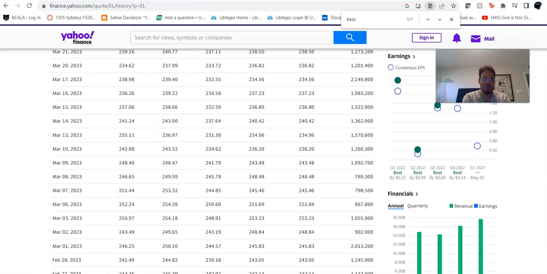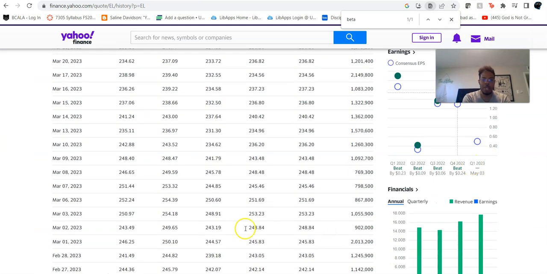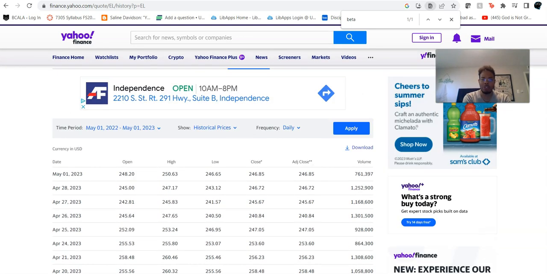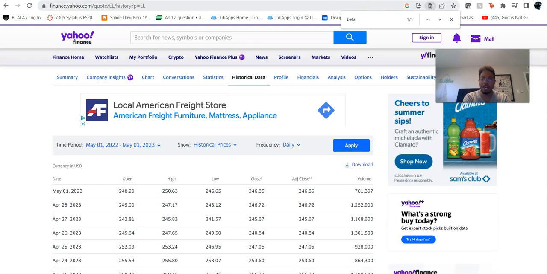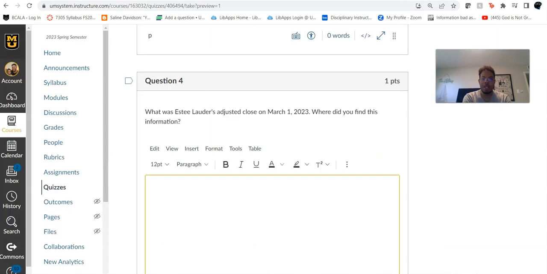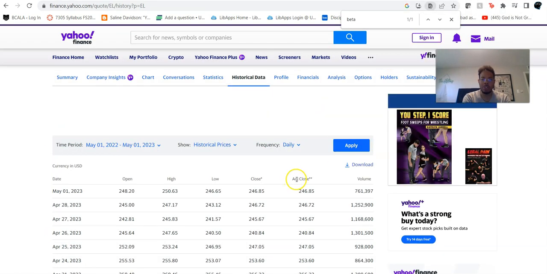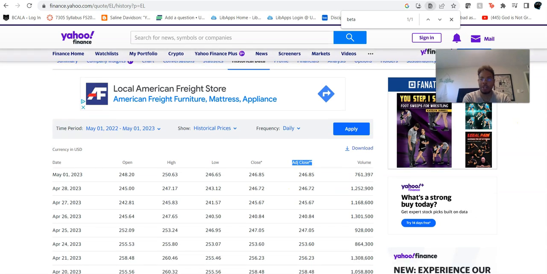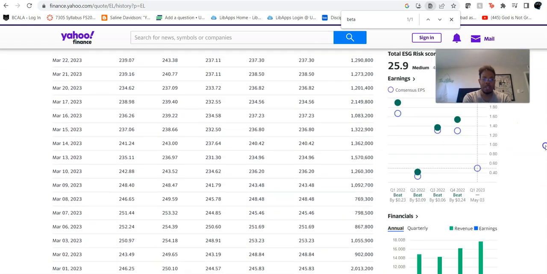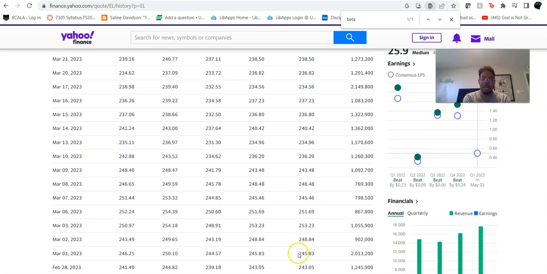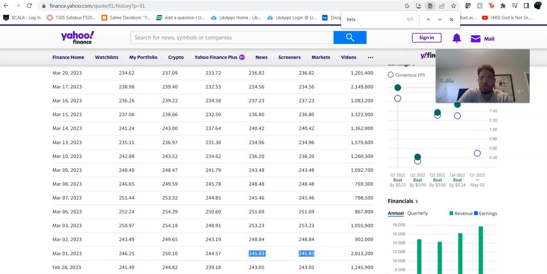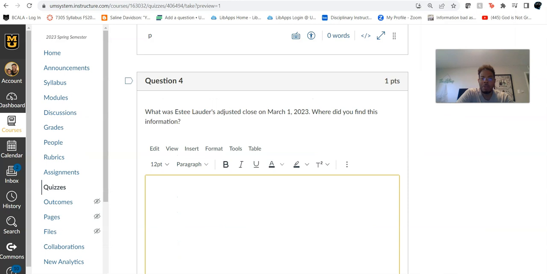So we can scroll to March 1, and we have our figures here for March 1. Let's see which column we're looking at. We wanted the adjusted close, so that's going to be this one here, the next to the last one. The figures are actually the same here for close and adjusted close, and in both cases it is 245.83. So that would have been your answer there.